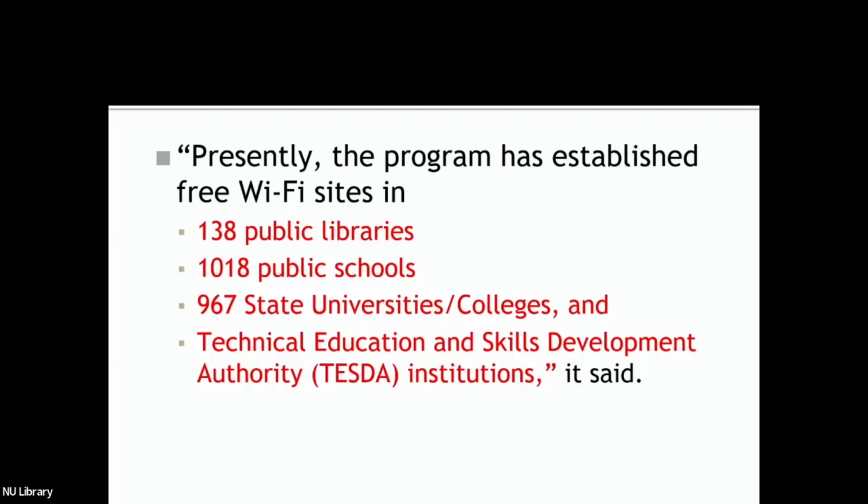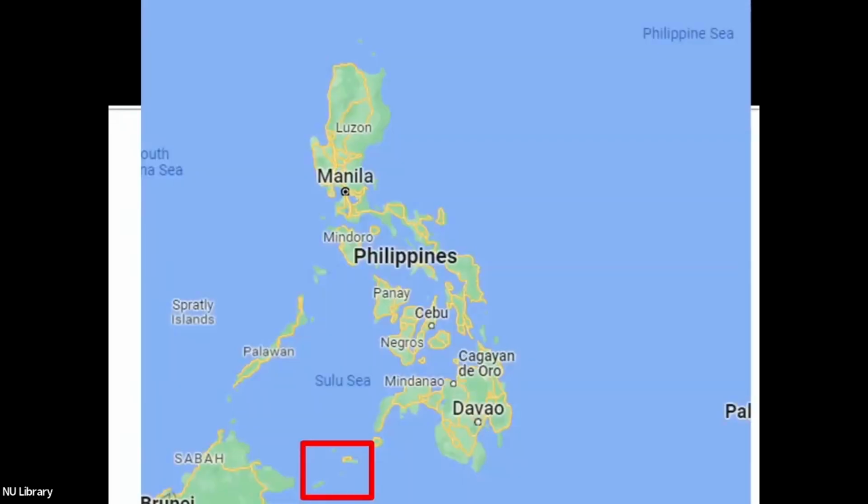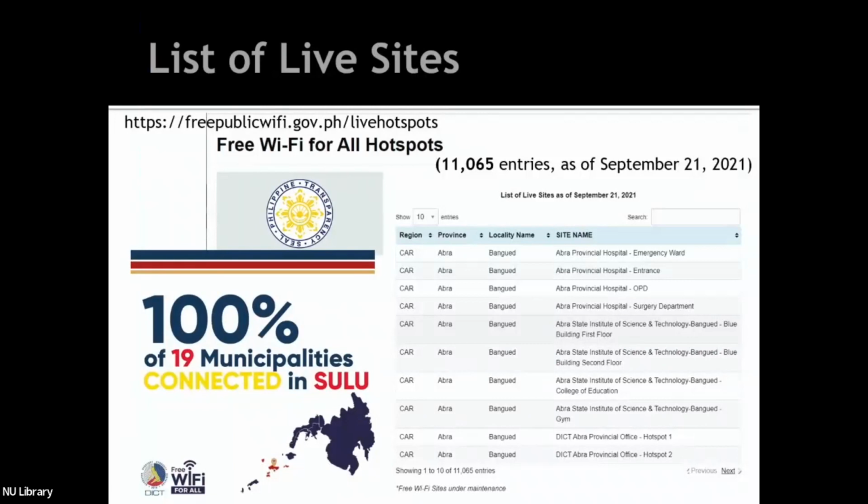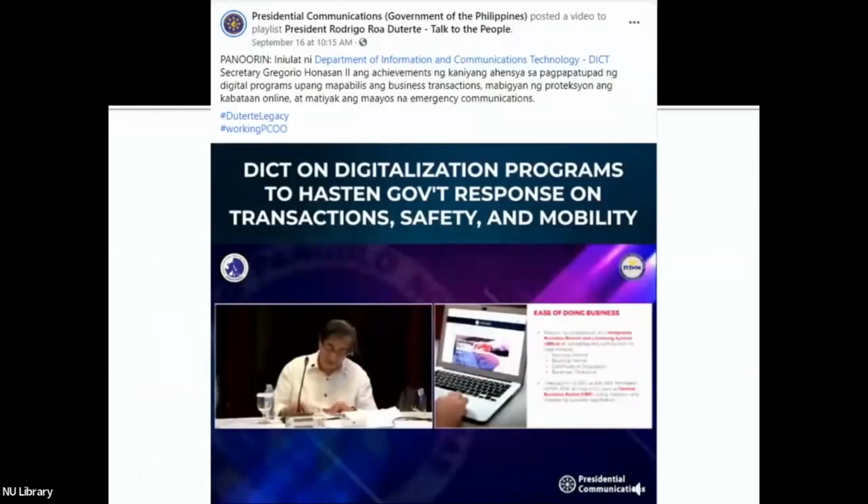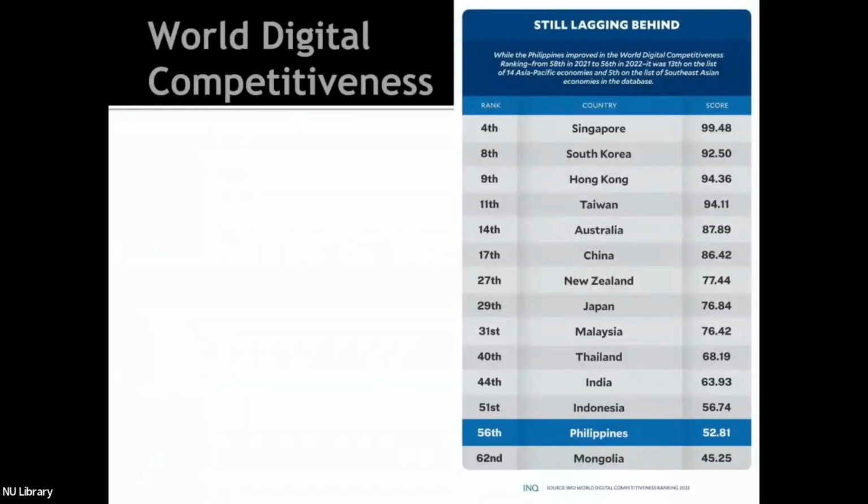So you can see the connection between the infrastructure: the ICT will provide the Wi-Fi, and the library should provide the resources. Looking at the map of the Philippines, the square here is Sulu, a municipality of Sulu, and they were able to connect 19 municipalities, very small islands, which are now connected to Wi-Fi hotspots. And the target of the government is, of course, the digitalization program. But looking at the world digital competitiveness, we're still at rank number 56th.